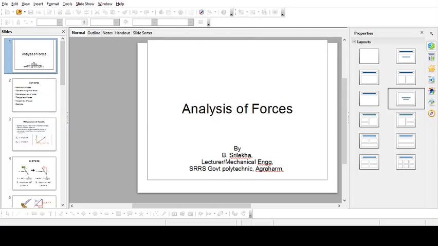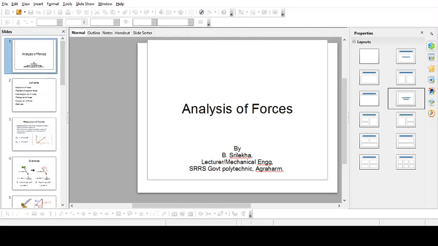Next, a system of forces is nothing but a number of forces which are active at a given specified area, or concentrated area. And so this system of forces can be further classified as coplanar forces and non-coplanar forces. Coplanar forces are those which are acting on the same plane, lying on the same plane. Non-coplanar forces are those which are lying on different planes.